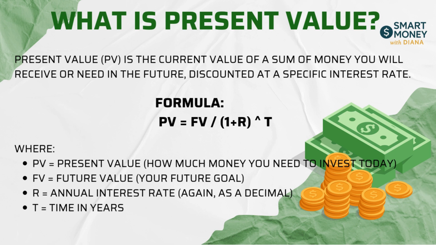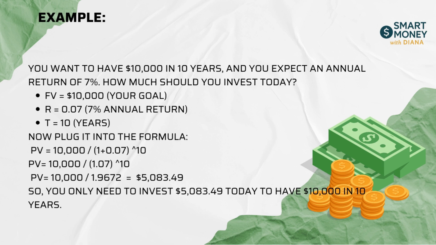FV equals future value, your future goal. R equals annual interest rate, again as a decimal. T equals time in years. Example, you want to have $10,000 in 10 years, and you expect an annual return of 7%. How much should you invest today? FV equals $10,000, your goal. R equals 0.07, 7% annual return. T equals 10 years. Now plug it into the formula.